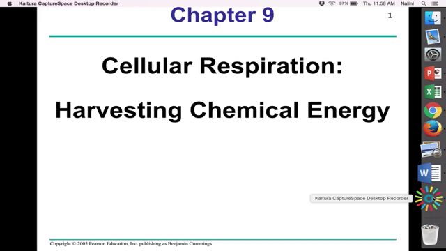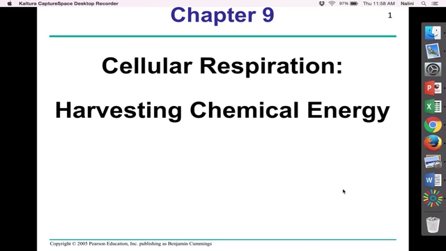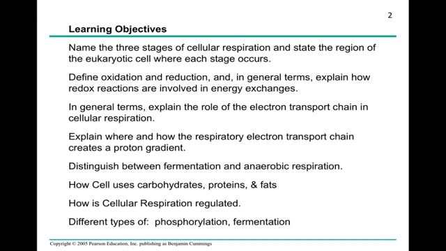Chapter 9, Cellular Respiration, Harvesting Energy from Food. These are the learning objectives. We have to know all the stages of cellular respiration and all the inputs and outputs of each stage, and other types of cellular respiration such as anaerobic respiration and fermentation.